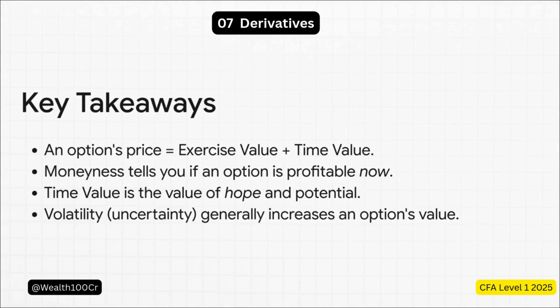First, an option's price is simply its value now plus its potential value later. Second, moneyness is a simple word that tells you if you're making a profit today. Third, time value is just the price you pay for hope. And finally, uncertainty or volatility is generally a friend to an option's value.